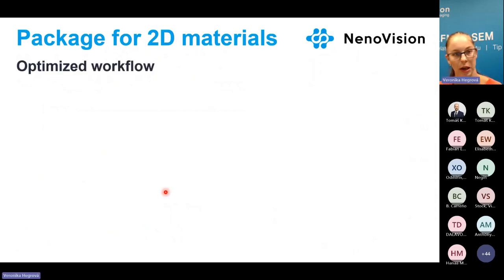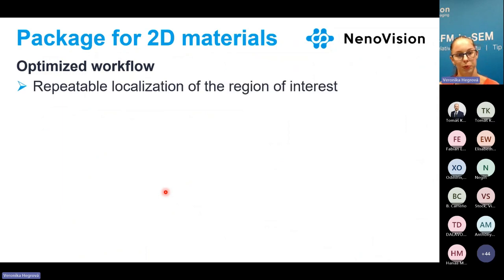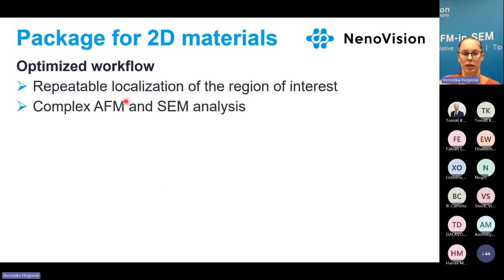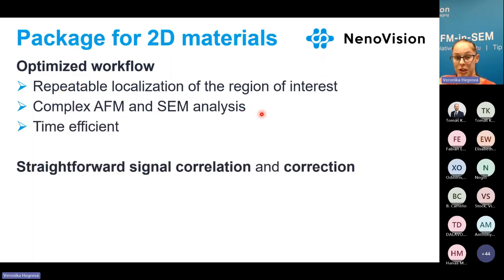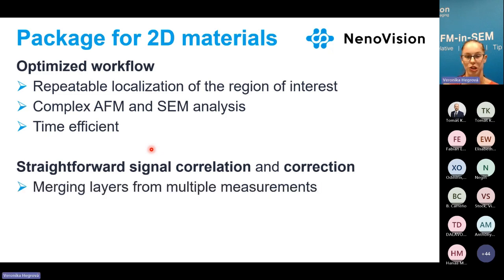So if I sum it up as a package for 2D materials, we have an optimized workflow for repeatable localization of the region of interest, enabling us complex AFM and SEM analysis, which is time efficient. And it enables us a straightforward signal correlation and correction. So we can merge the layers from multiple measurements if needed.